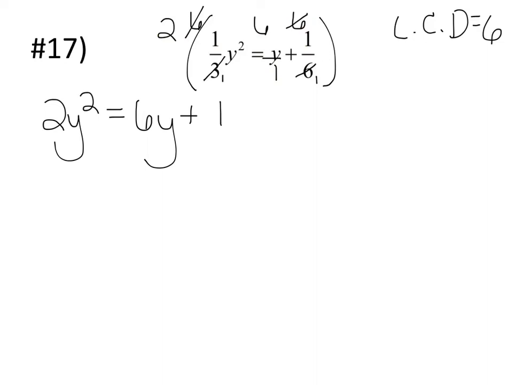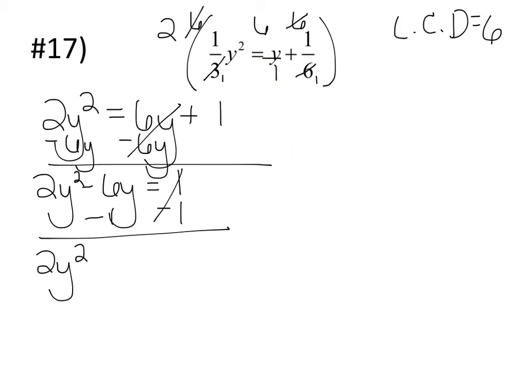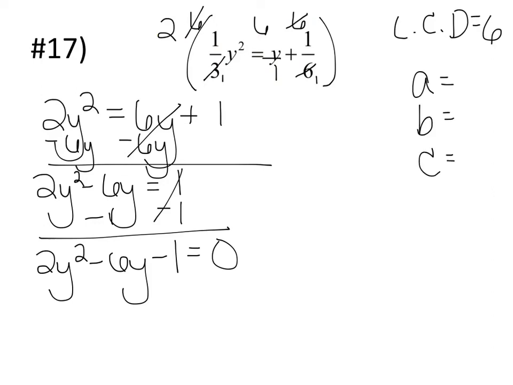Now that I have all whole numbers, I need to go ahead and put it all set equal to 0 so I can go ahead and use the quadratic formula. So I'm going to subtract 6y from both sides. So I have 2y squared minus 6y equals 1. Then subtract 1 from both sides, leaving me 2y squared minus 6y minus 1 is equal to 0. Now that I have all of that, I would much rather plug those numbers in than the fractions they gave me in the beginning. So A is going to be 2, B is going to be negative 6, and C is going to be negative 1.